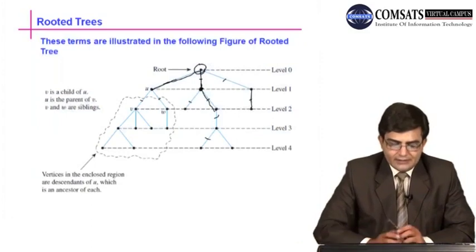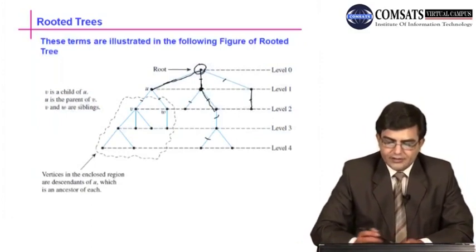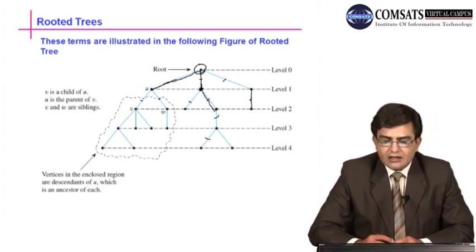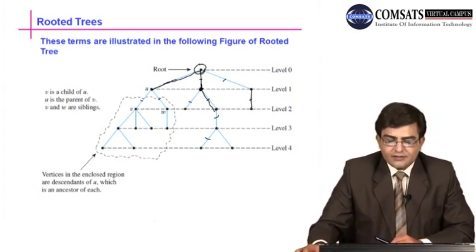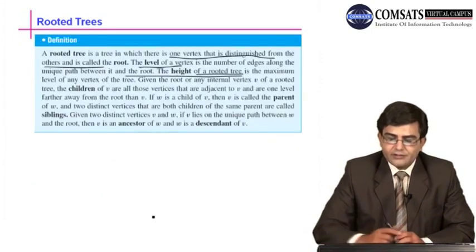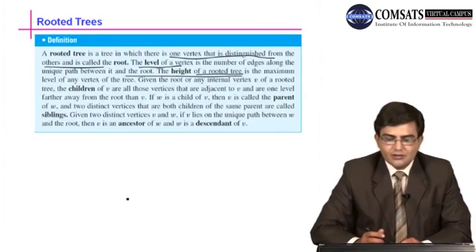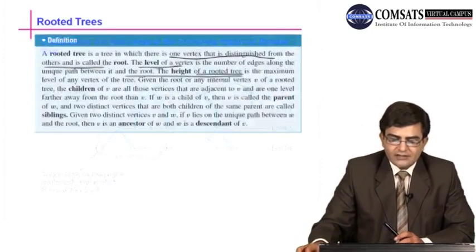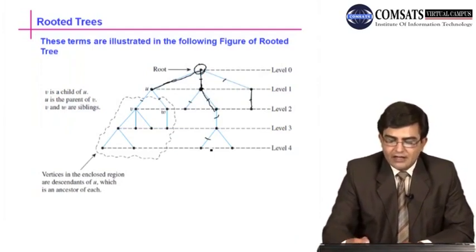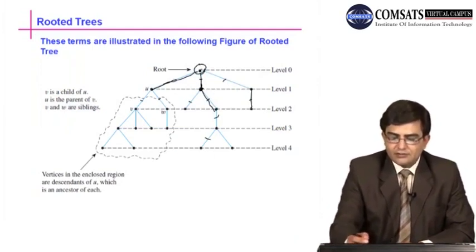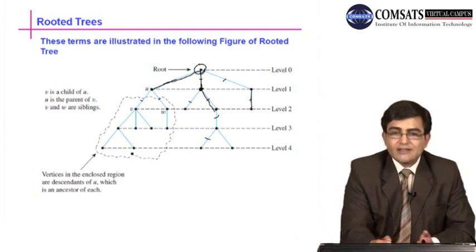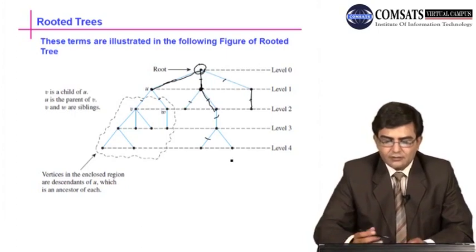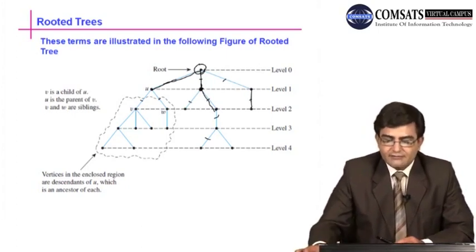Now what is the height here in this rooted tree? It's basically 1, 2, 3, 4. You can see the height of this tree is 5. The height of a rooted tree is the maximum level of any vertex of the tree. So here in this rooted tree we have 1, 2, 3, 4, 5. So this vertex, at the end, is the maximum level of vertices here, which is 5. Therefore the height of this rooted tree is 5.